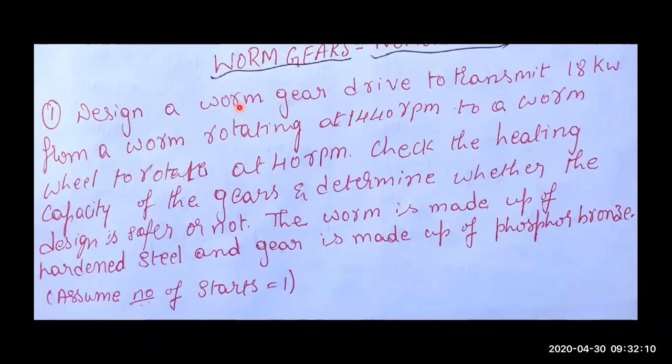Then this is to transmit 18 kilowatts from a worm rotating at 1440 RPM. See, a worm always means you note down the dimensions with 1. Okay, that is for pinion. So D1, N1 all go for worm, and to worm wheel rotating at 40 RPM. So worm wheel, you can see the reduction. See the drastic reduction in the speed all the way from 1440 to 40. That's a very high reduction ratio.